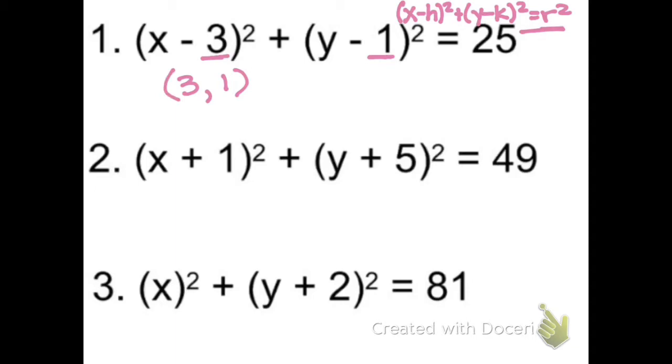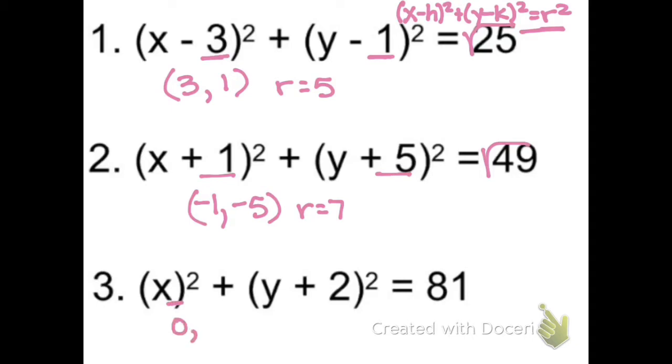Since the equation has an r squared off to the right, we're going to take the square root of 25 to find that the radius is a 5. Second example, change the sign, take the square root. Last example, since there is no number here, it is a 0. Change the sign, take the square root.